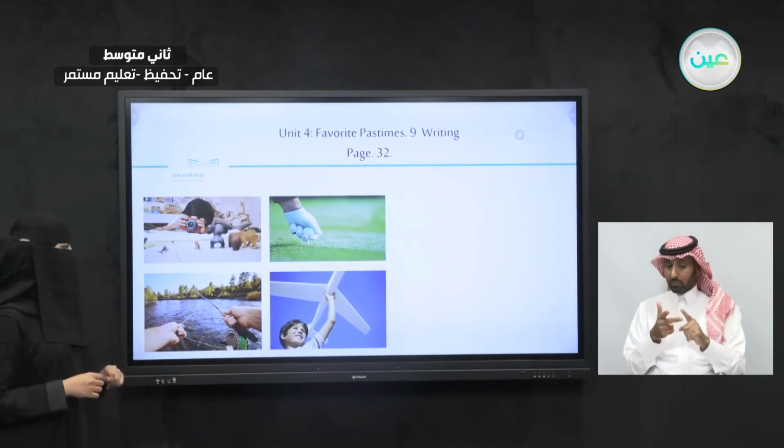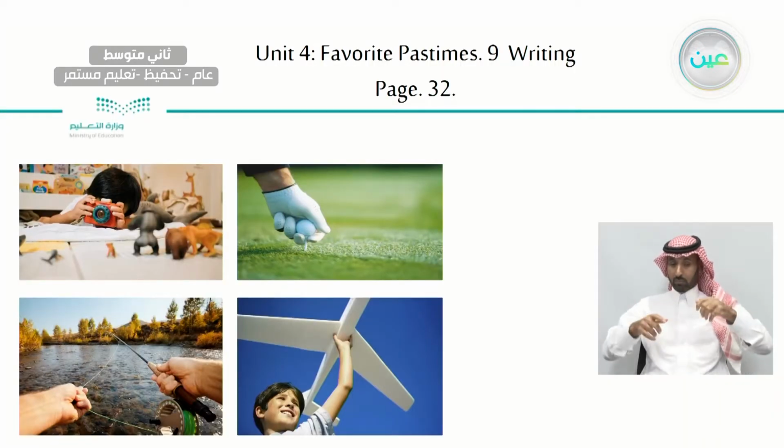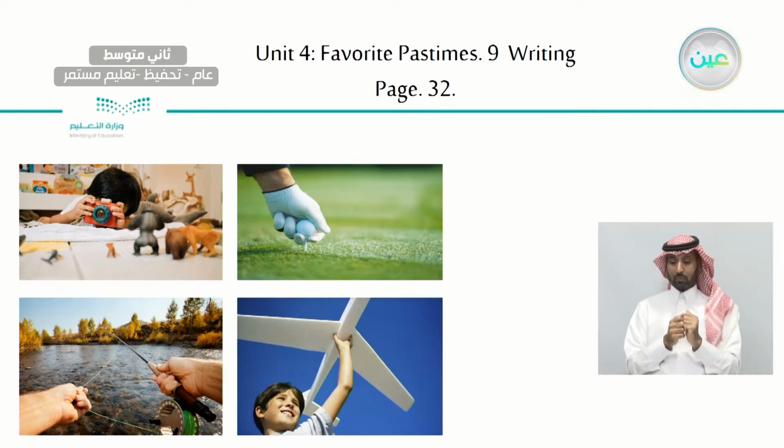Now, what about the next picture? So what do you see here? What are the tools that you can see here? So look at the environment. You can see the water. You can see this tool, and someone is out there. So what is this tool used for? So this person is using this tool for what? It's for fishing.